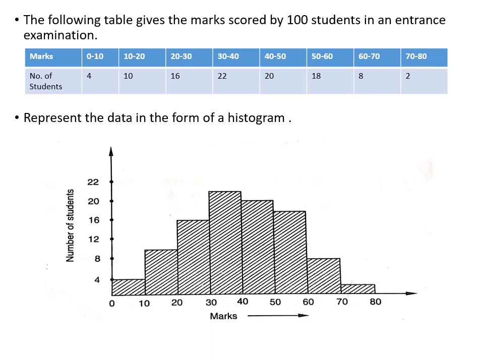The following table gives the marks scored by 100 students in an entrance examination. So, the marks range from 0 to 80, and in that 0 to 80, 100 students are there in different categories. So, it represents the number of students, that is the frequency. So, marks you have to represent on the x-axis, that is the horizontal axis, and the number of students, that is frequency, because it is varying, is represented on the y-axis.